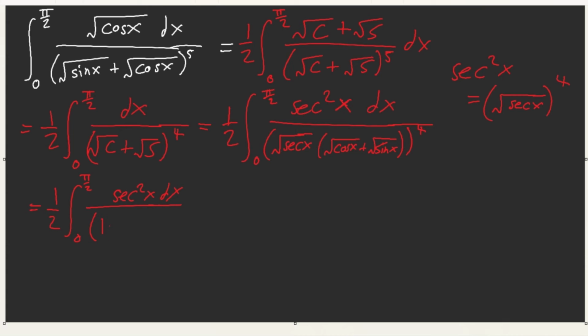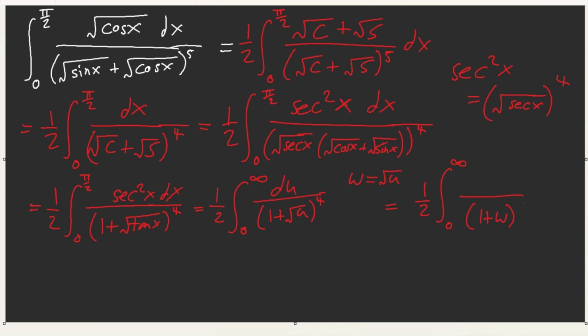We have the integral of 1 plus square root of tangent x to the power of 4. If we do u substitution, we get 1 plus square root of u to the power of 4. Let w equal square root of u. We get a half, 0 to infinity, 1 plus w to the power of 4, 2w dw.